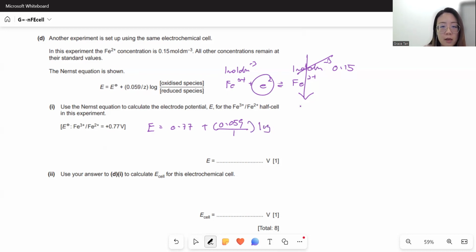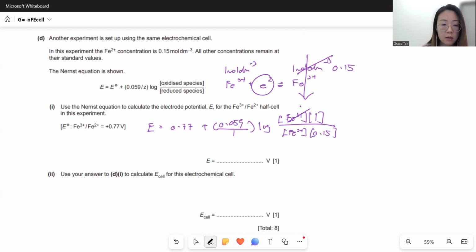Who is the oxidized? Fe3 plus. Fe3 plus also is 1 mole per dm cube. Fe3 plus is just to tell you who is on top as the numerator. Now the denominator is the reduced species, the Fe2 plus here, and the concentration has reduced and now it is 0.15. So what is the E value over here? If we were to calculate this out, times 0.059 plus.